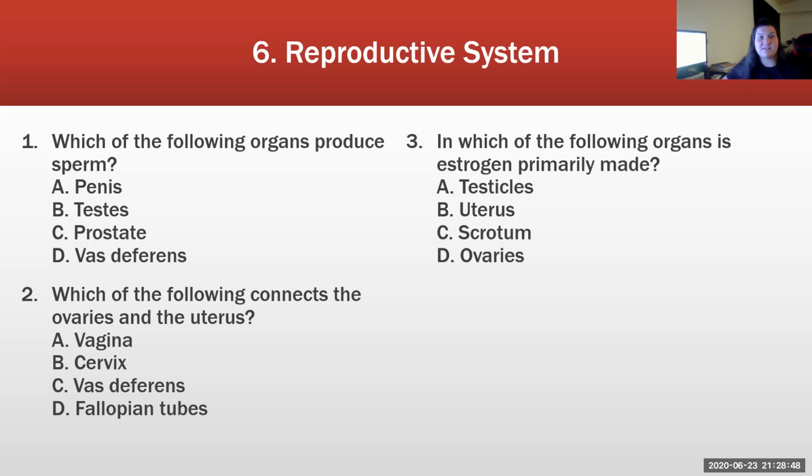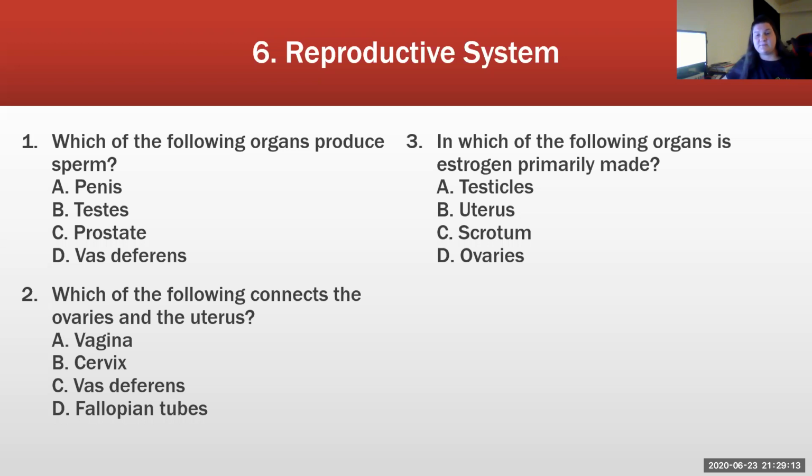Which of the following connects the ovaries and the uterus? So again, let's look at these options: vagina, cervix, vas deferens, fallopian tubes. Right away, we know vas deferens is not the answer because women don't have vas deferens. If you didn't know that, probably should have checked it. That's okay. If you didn't know it, it's all right. There's always room for improvement. So there's the vagina, the cervix, and the fallopian tubes. And again, D is the correct answer.